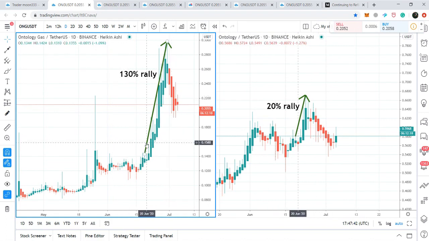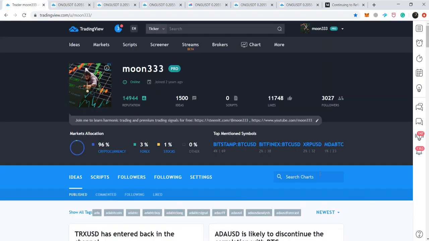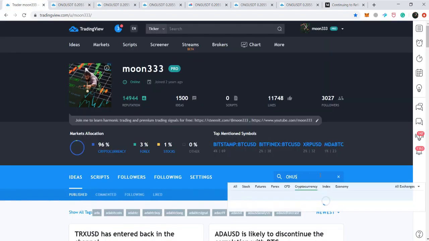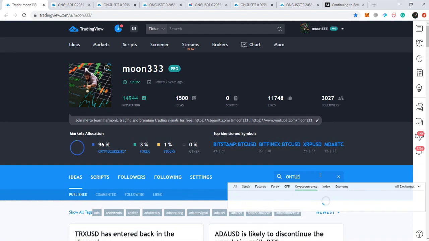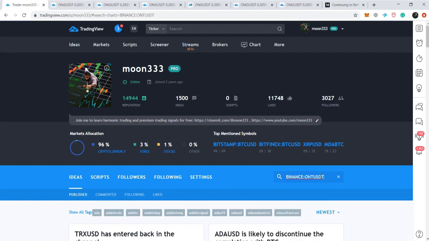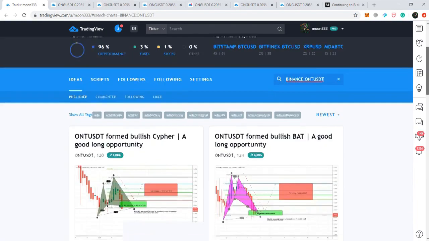So in today's chart, we will try to understand this move of Ontology Gas. First of all, let me take you back to the charts that I posted on Ontology and Ontology Gas with the US dollar pair. First of all, I would like to show you the ONT, or Ontology, chart.